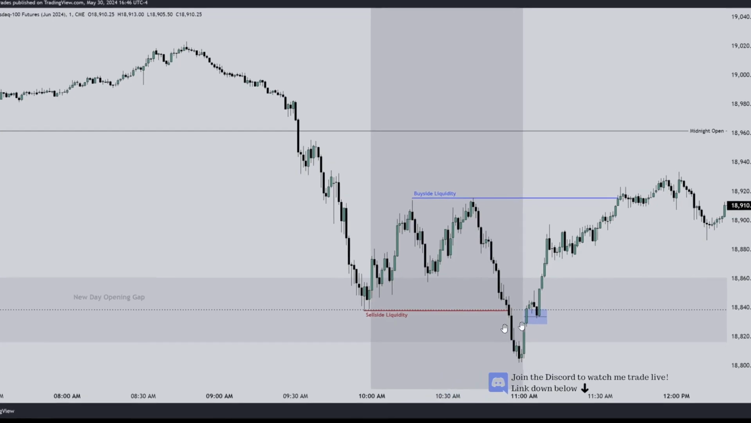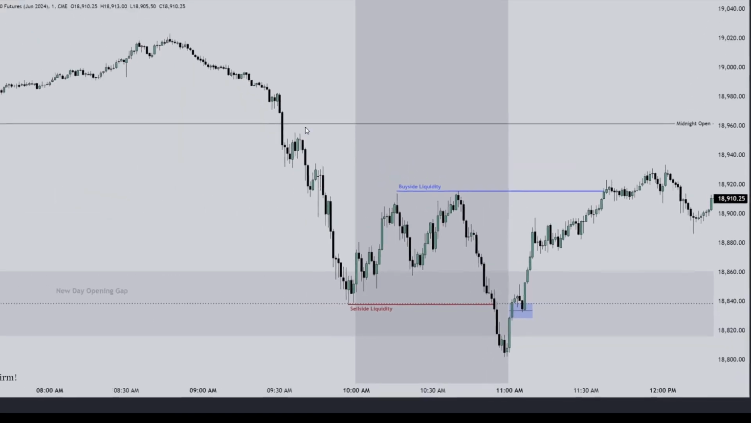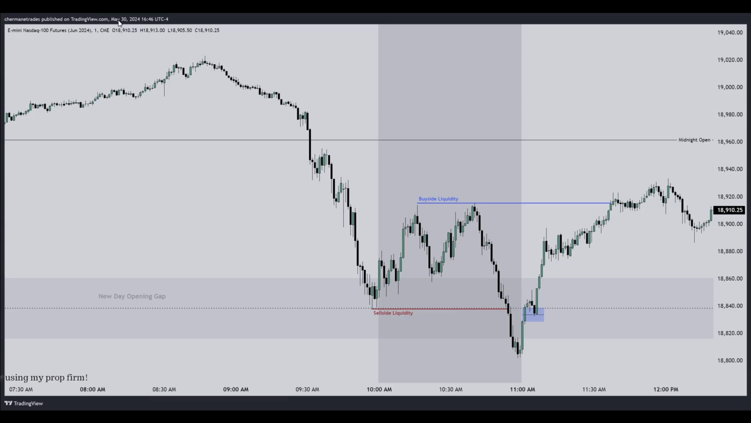All right, a few more examples here. Okay, this is just us trading past consequent encroachment of the new day opening gap. I also entered this trade. It's on YouTube, tagging equal highs. If you want to watch this trade, this is from May 30th.